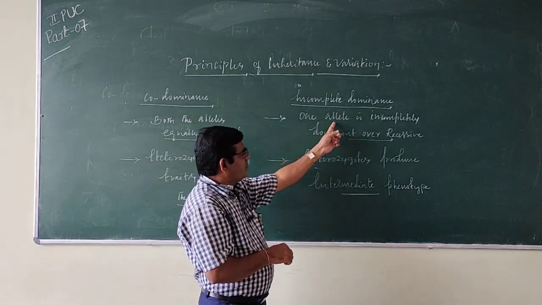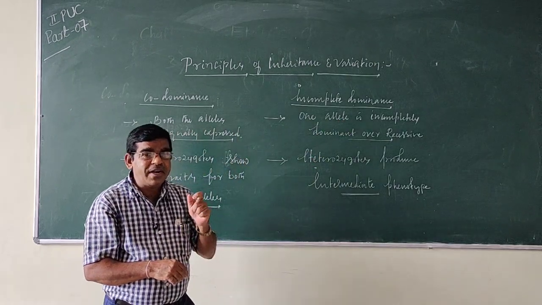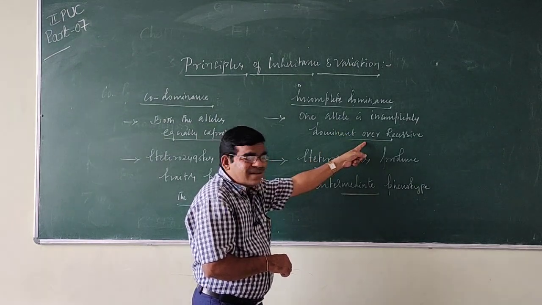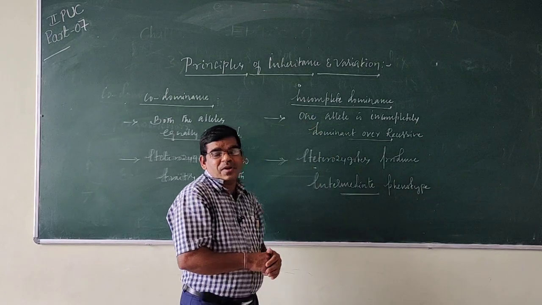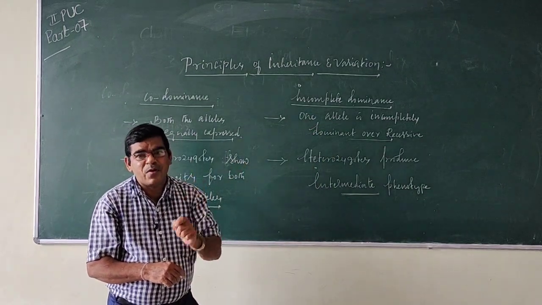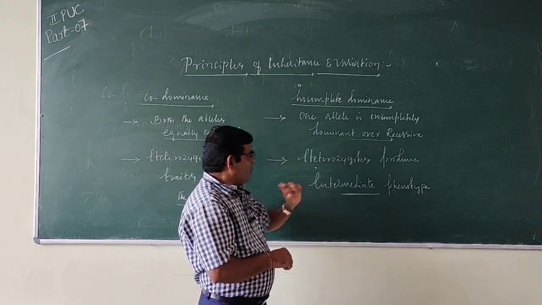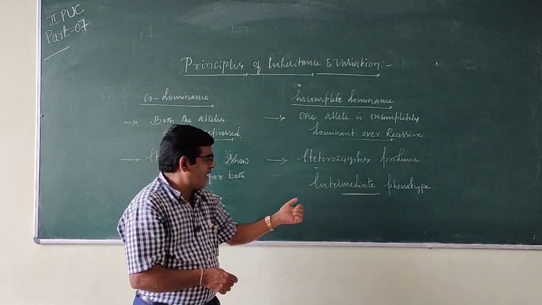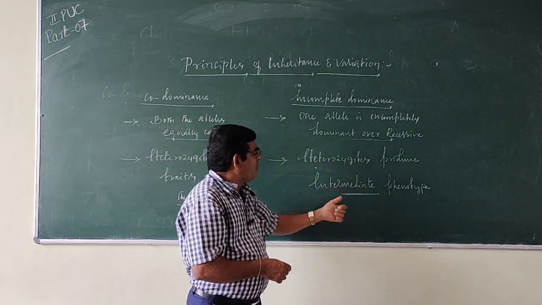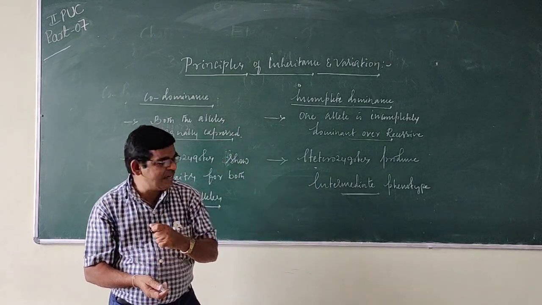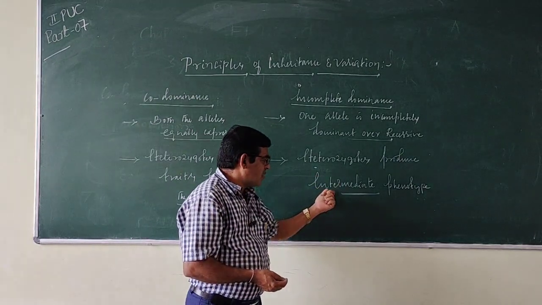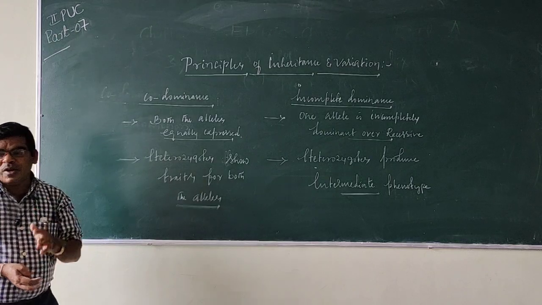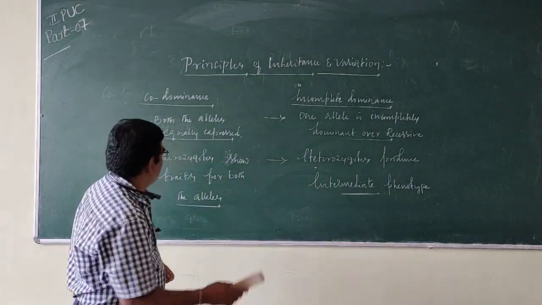In incomplete dominance, in heterozygous condition, the dominant allele is incompletely dominant over the recessive. The best example is the color of the flower in snapdragon. Heterozygotes produce the intermediate phenotype, so a pink color flower is obtained. It's an intermediate. These are the two differences between codominance and incomplete dominance.